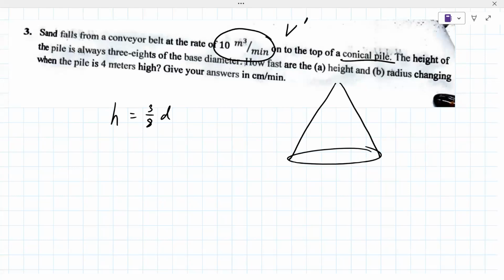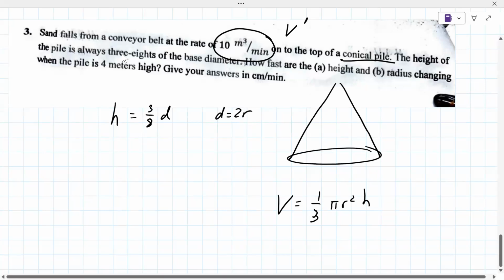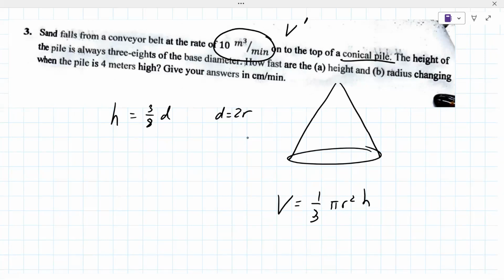So, I always ask students here, is your instructor going to give you the formula for the volume of a cone in this case? It's 1/3 pi r squared h. Do you think you'll be given that formula? Yes. Oh, that's good. So the diameter is 2 times the radius. The height is always 3/8 base diameter. Okay. So there's a little bit of deception in this problem here. You've got to know that the diameter is double the radius. The height, it's 3/8 2r. Height is 3/4 r, like that.